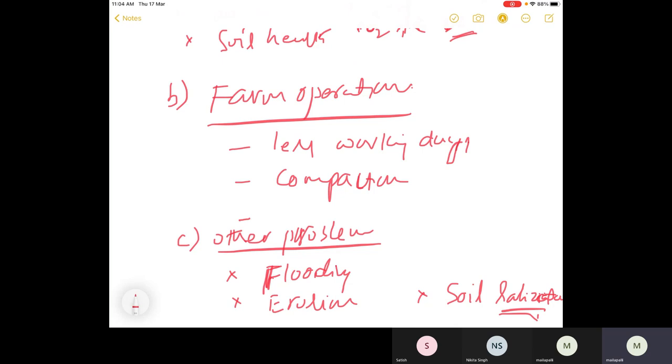I think in the next one or two weeks we'll be talking about both designs, surface and subsurface drainage system designs, and the last week we'll be focusing on the case studies.